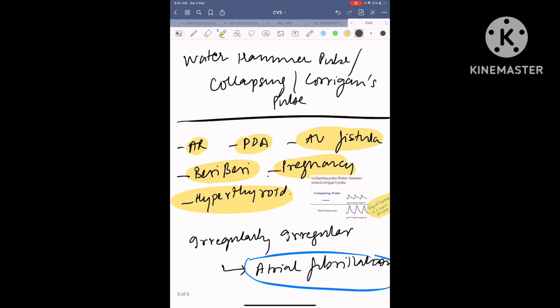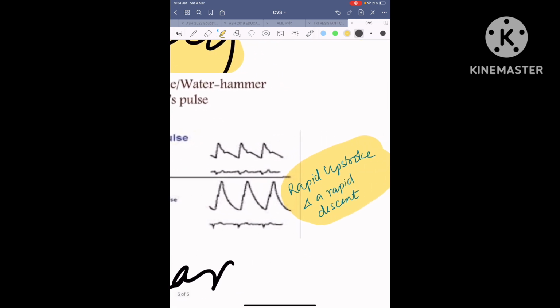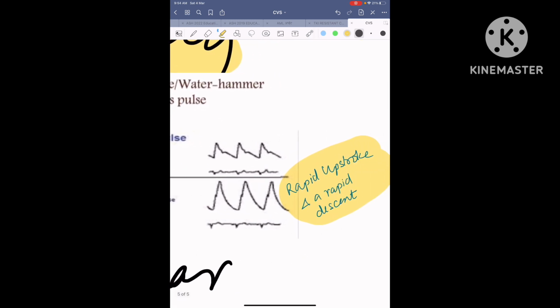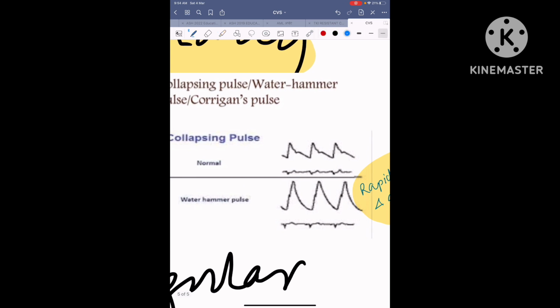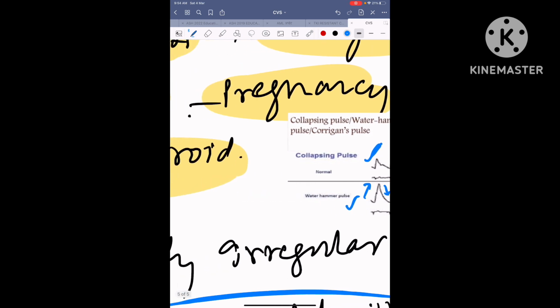Water hammer pulse, also known as Corrigan's pulse or collapsing pulse. Basically, as you can see in this image, it is a rapid upstroke followed by a rapid descent. So this here is a normal pulse, and this is a water hammer pulse. As compared to the normal pulse, there is a rapid upstroke followed by a rapid descent. This is what is known as a collapsing, water hammer, or Corrigan's pulse.